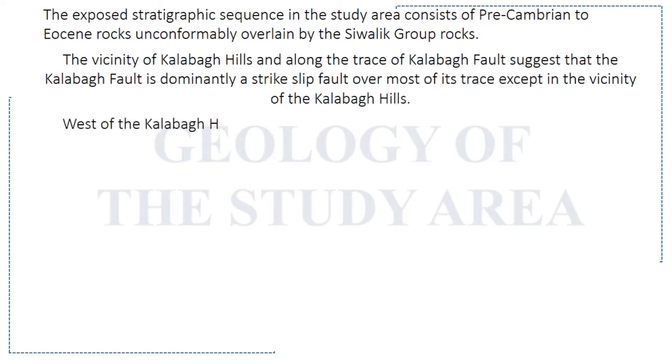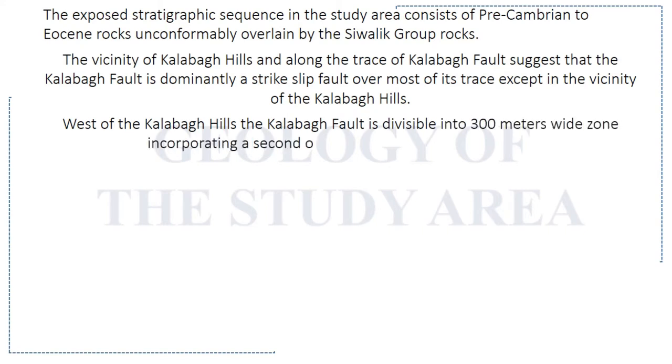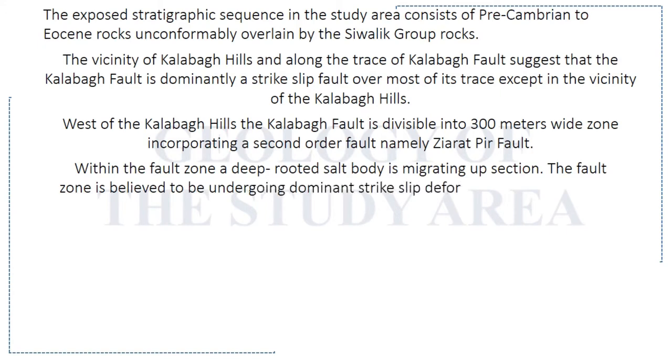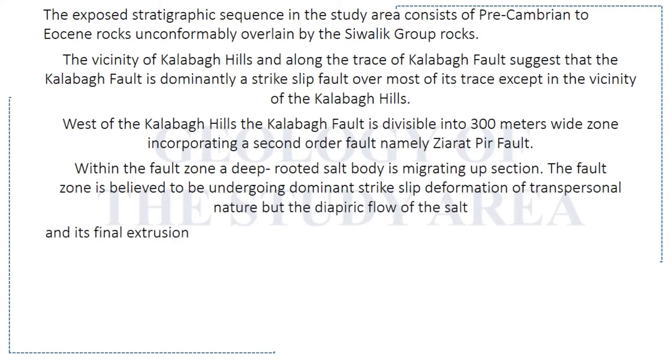West of Kalabagh hills, the Kalabagh fault is divisible into a 300 meters wide zone incorporating a second order fault, namely the Ziyaratpir fault. Within the fault zone, a deep-rooted salt body has migrated up section. The fault zone is believed to be undergoing dominant strike slip deformation of transpositional nature, but the diapiric flow of the salt and its final extrusion have resulted in the development of the Ziyaratpir fault that exhibits a normal sense of movement.